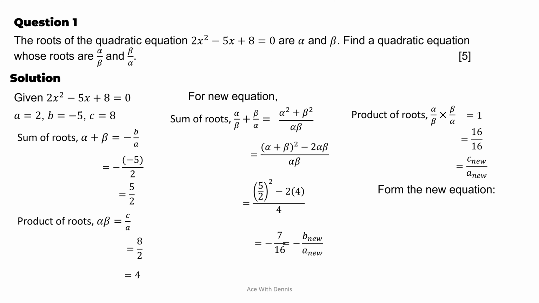Then we know that the value of a is 16, the value of b new is negative 7, and the value of c new is 16. So we can form the equation ax squared plus bx plus c equals 0, and the answer is 16x squared plus 7x plus 16 equals 0.